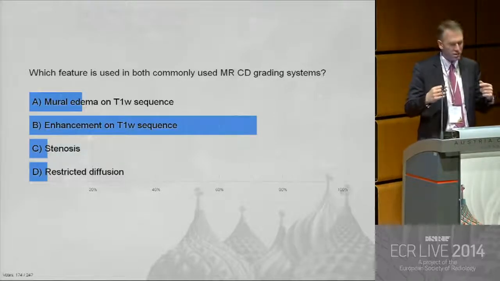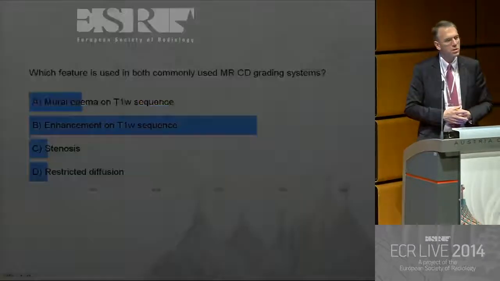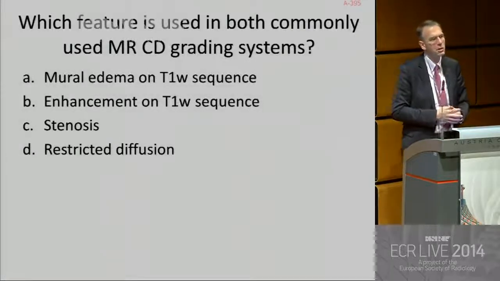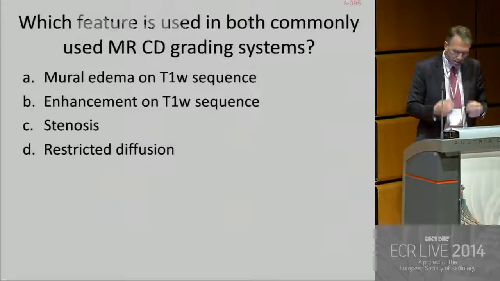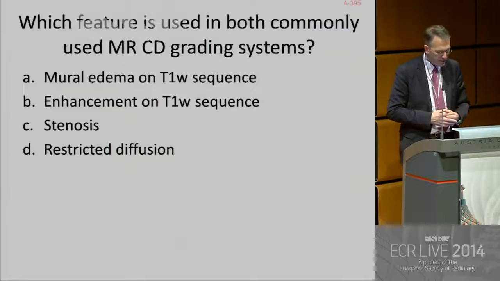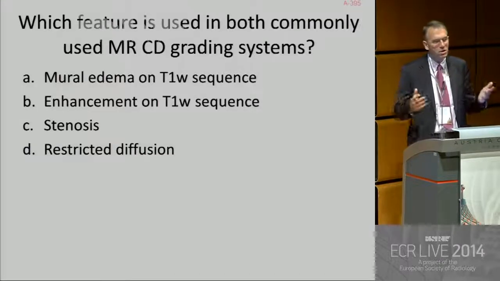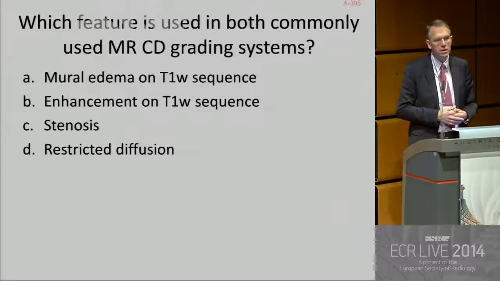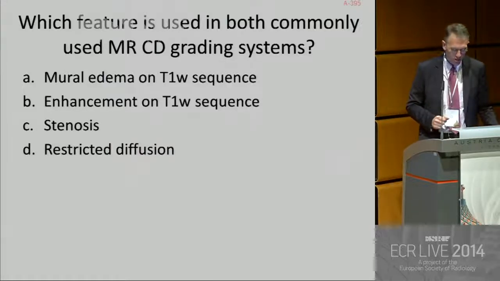Additionally, in both systems, enhancement is included. In the Barcelona system, it's measured on the pre- and post-contrast. In the CDA system, it's just a subjective evaluation. Stenosis is a complication, but it's not in the systems. And restricted diffusion is not in the system. It's research, and it's not completely clear what the role of diffusion is at this time point. So it's interesting, might be a role, might be not, but it's not in the two systems.